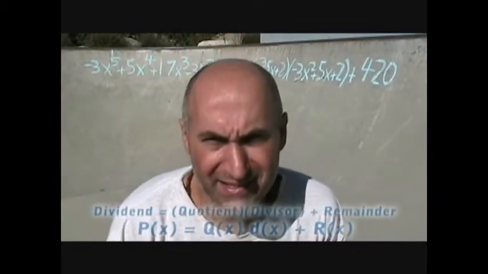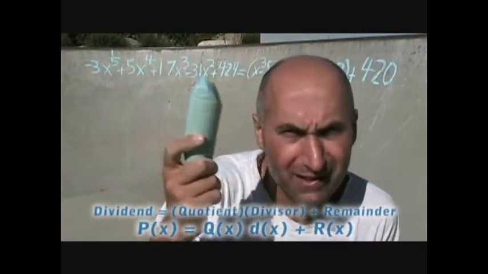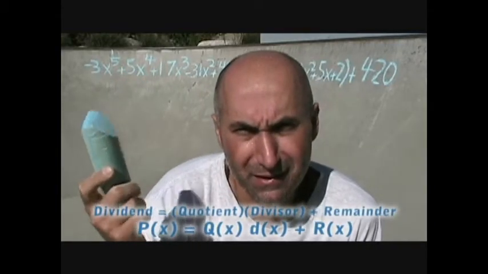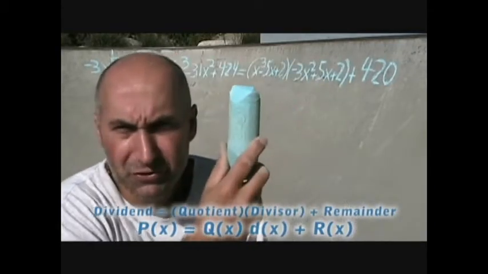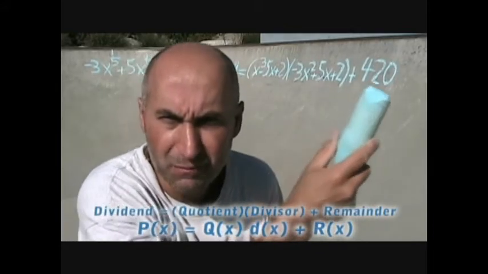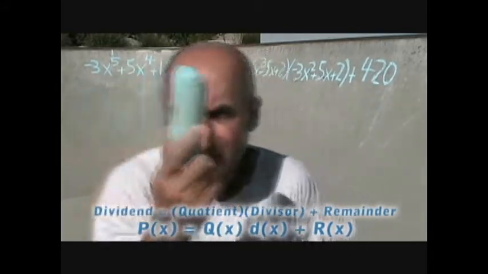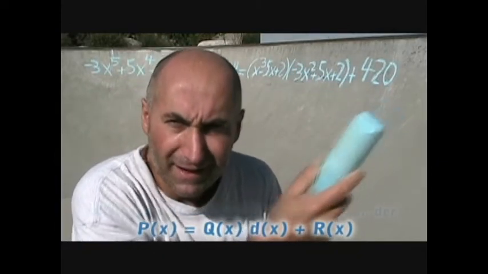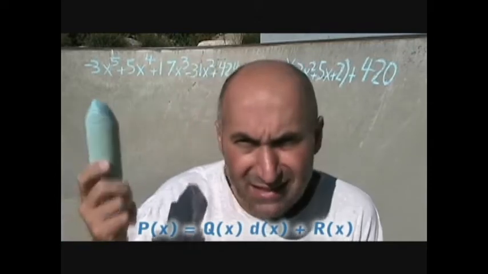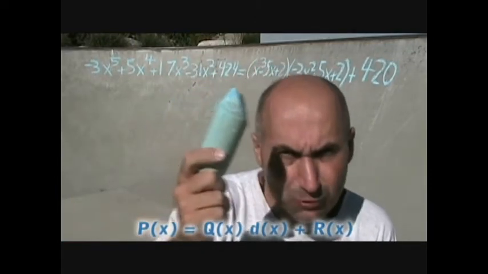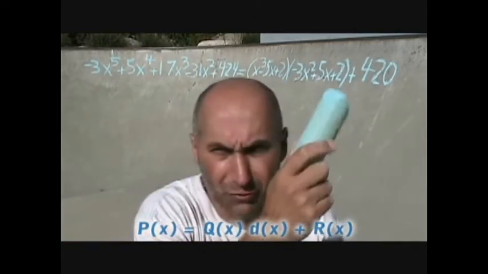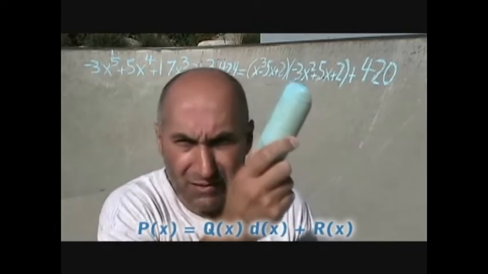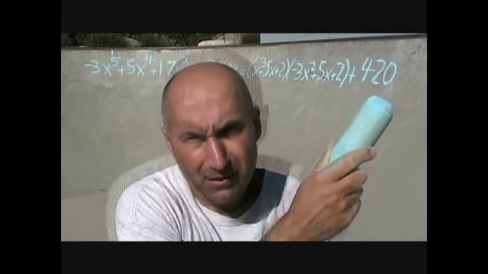So our division statement is our big polynomial, right? What we're calling p of x in the division statement is equal to the quotient times the divisor plus the remainder, right? P of x is equal to q of x times d of x plus r of x. Now, what does this mean? It means this polynomial is equal to this polynomial times this polynomial plus 420. This function is equal to this function times this function plus this function.